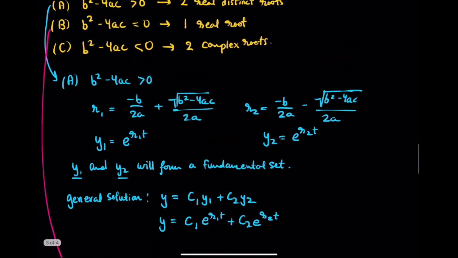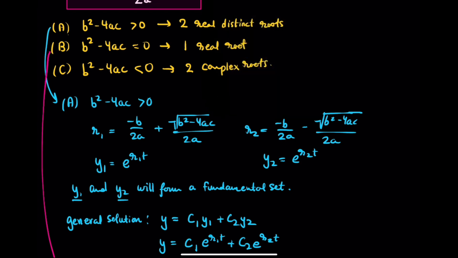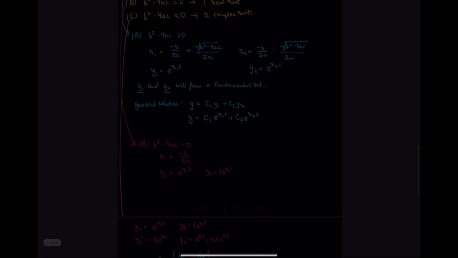And then for case C, we have b squared minus 4ac less than 0, and this is going to give two complex roots. All right, now let's talk about case C. So case C was b squared minus 4ac less than 0. This is going to give you complex roots. Okay? But before we look into that, you have to know a few things.